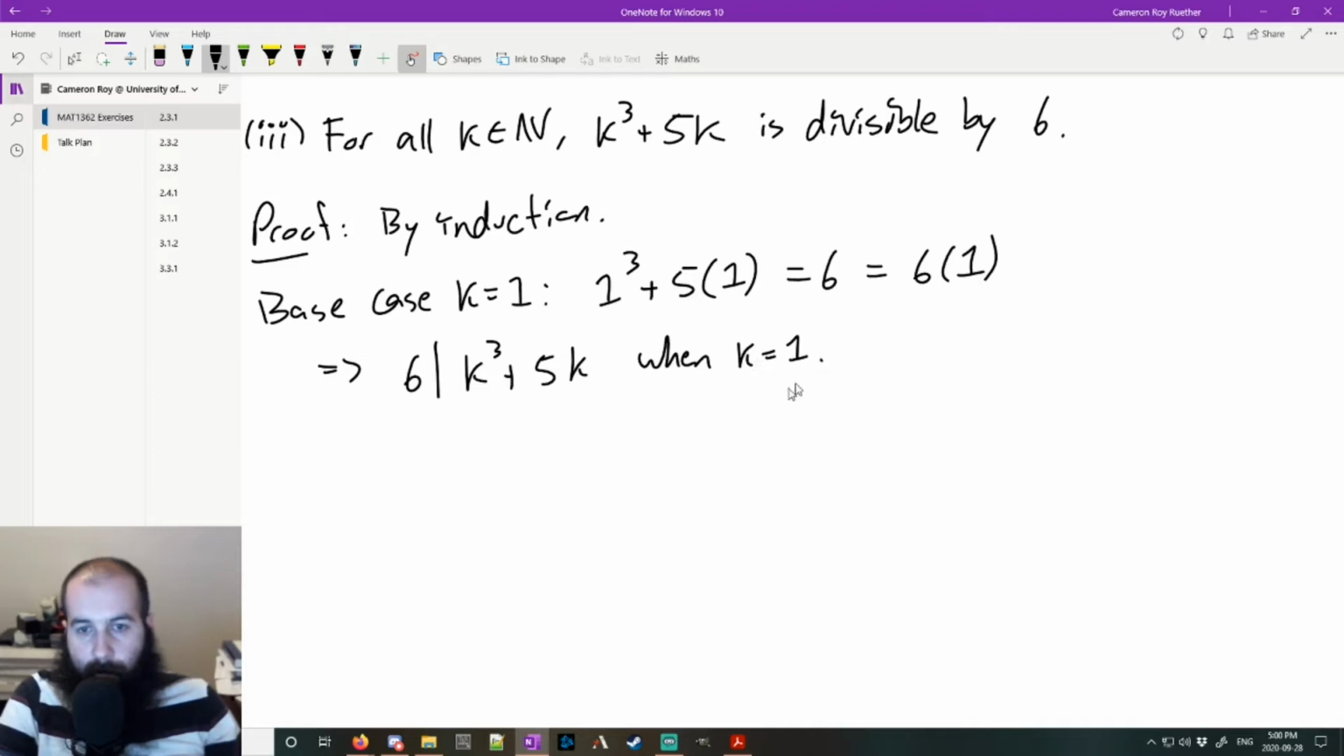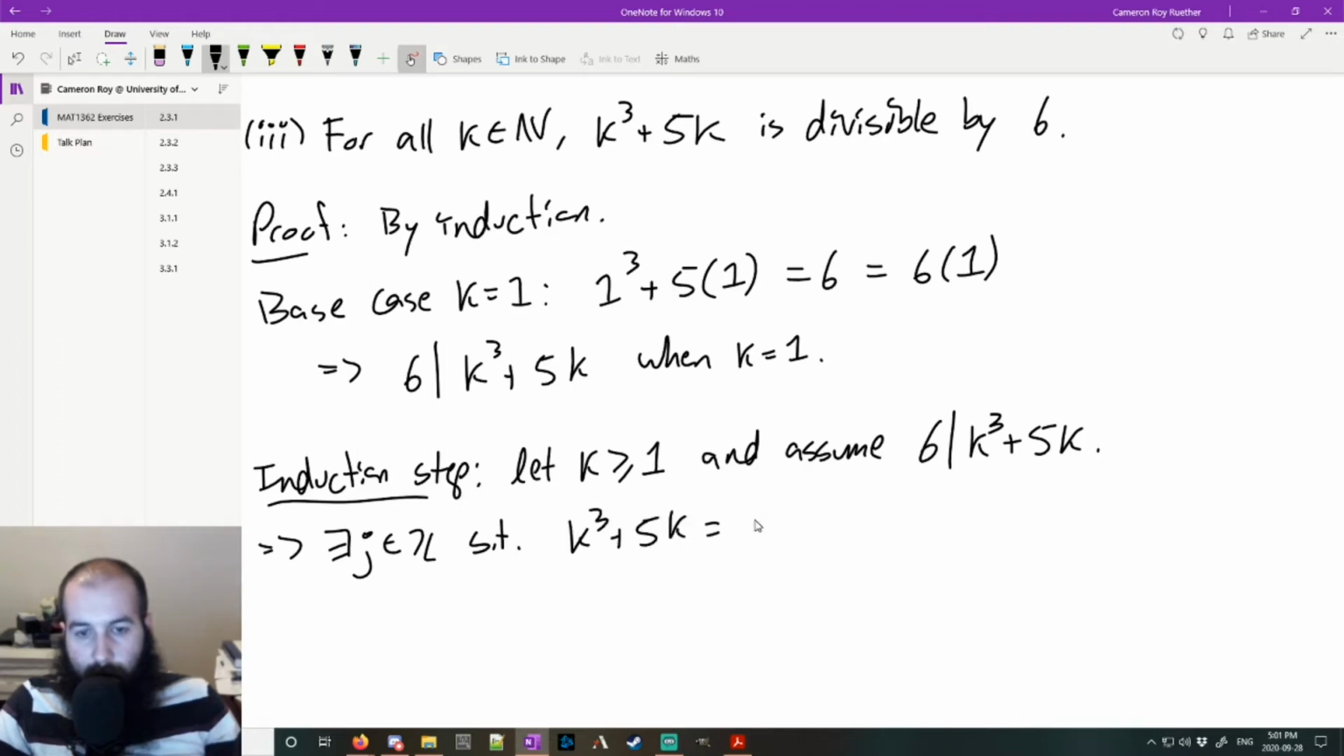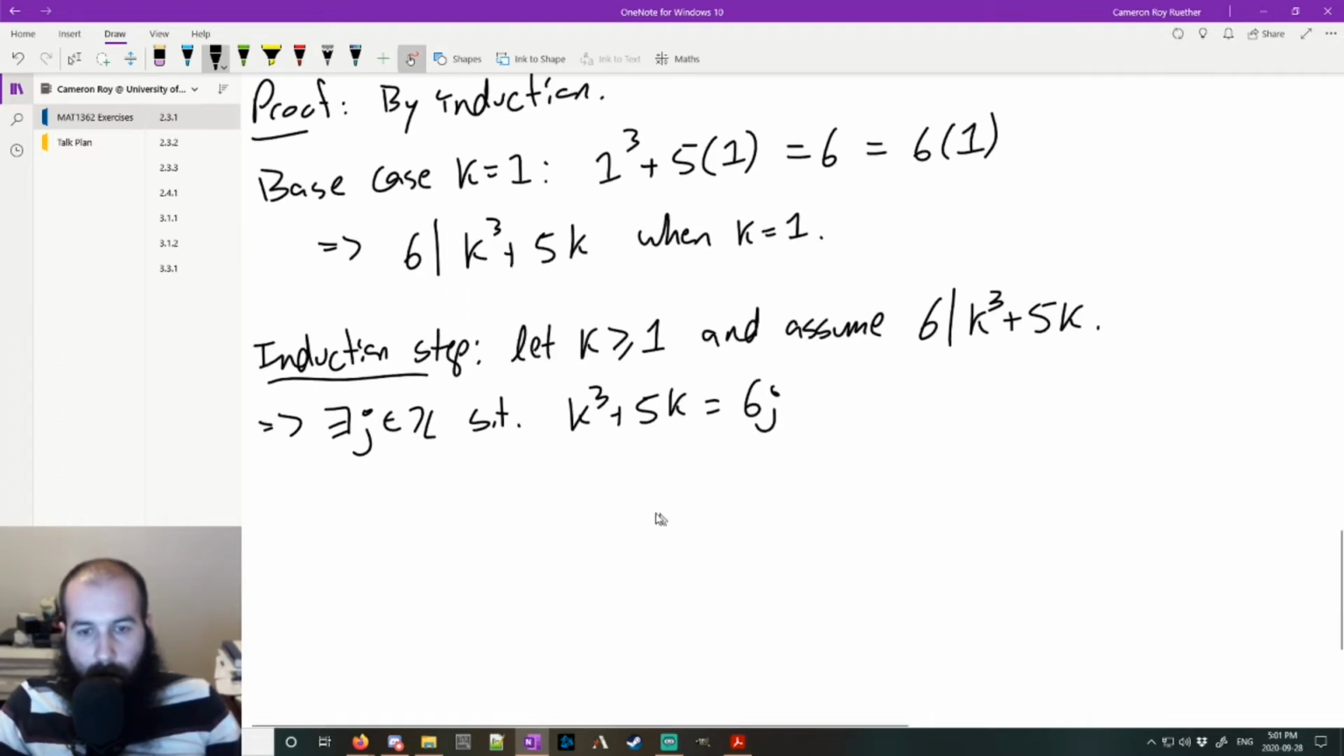For the induction step, we let our variable be greater than or equal to our base case, and we assume that 6 divides our expression at k. This means that there is an integer j such that k cubed plus 5k is 6j. And now we want to consider the expression at k plus 1.